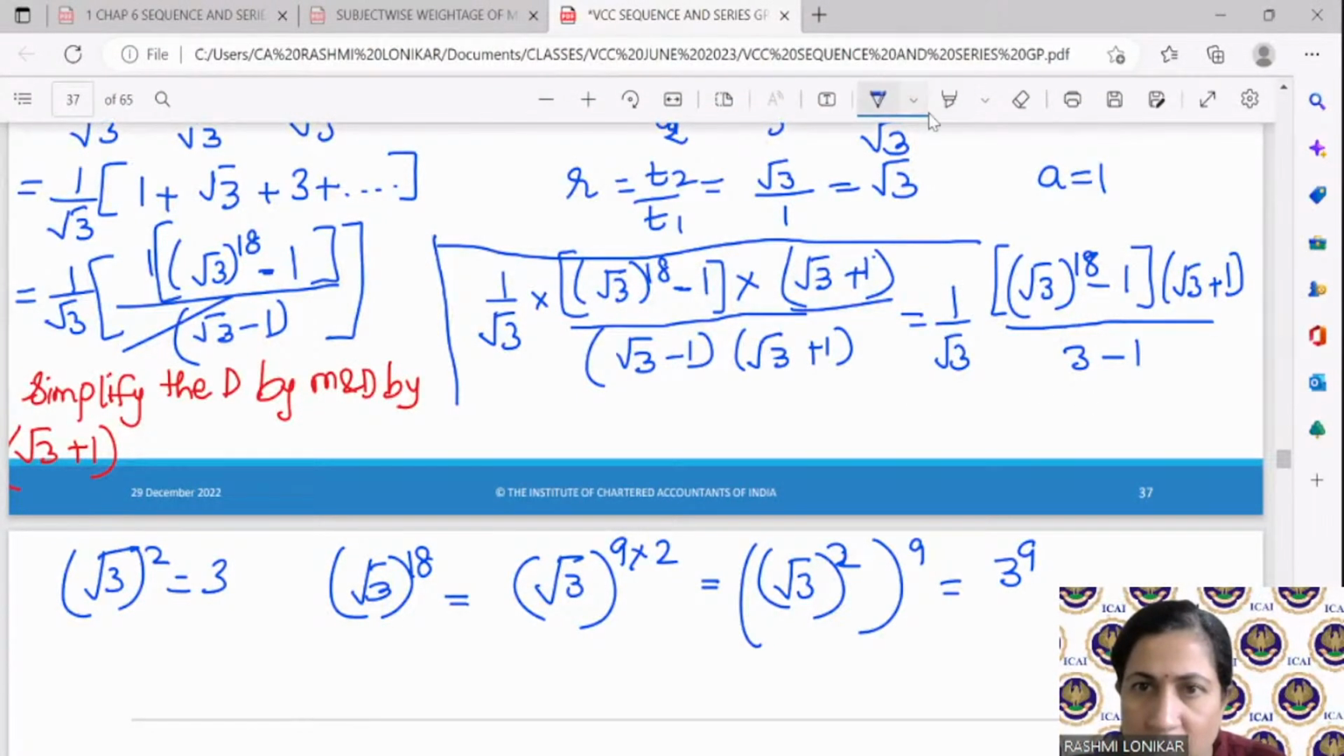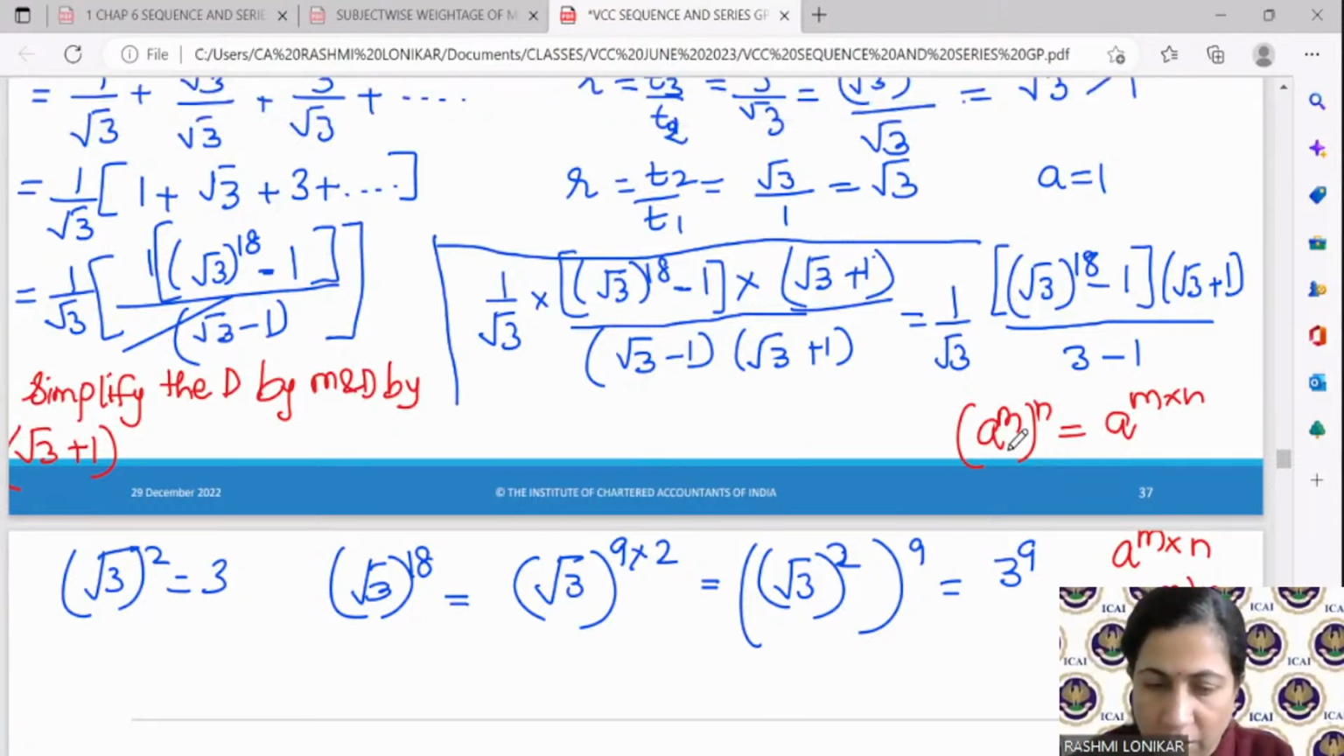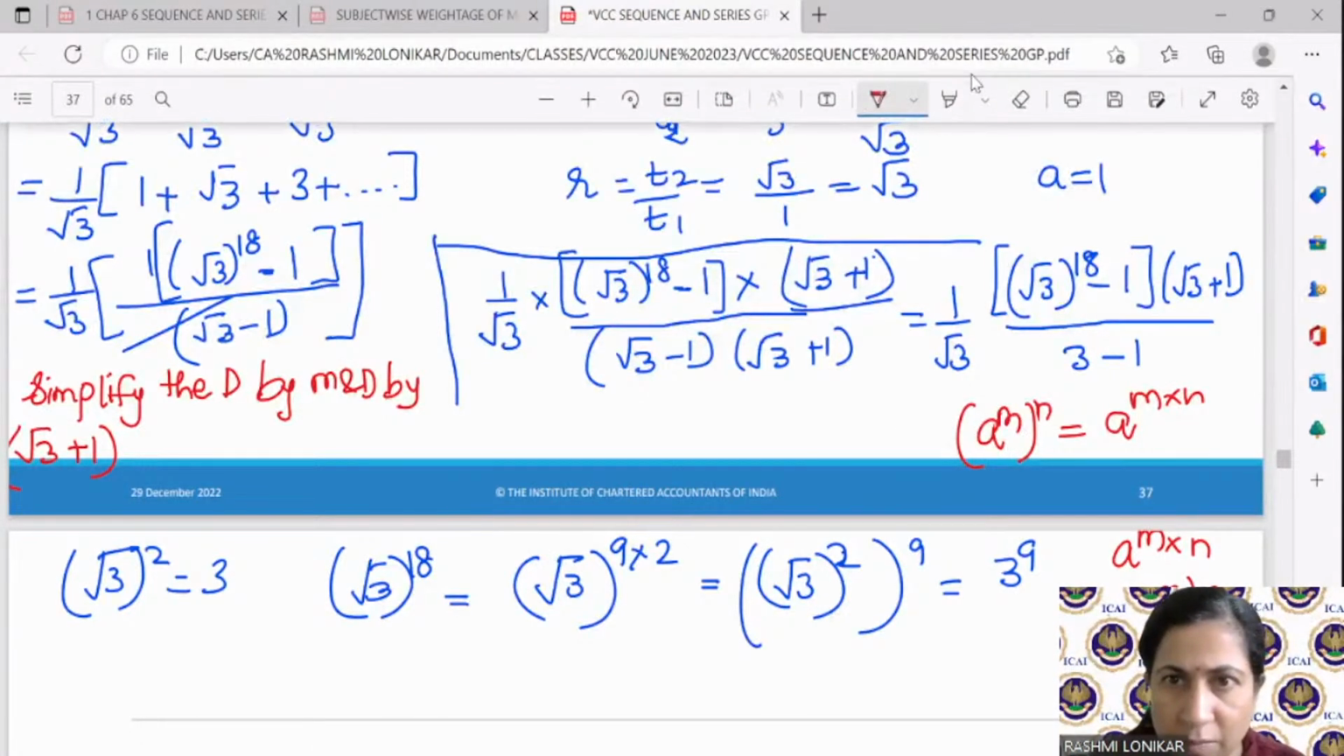Remember this, everything is indices based. A raised to m raised to n is nothing but a raised to m into n, and just the opposite: a raised to m into n can be written as a raised to m raised to n. That is what we are doing. So root 3 raised to 2 raised to 9 is 3 raised to 9. Now what is the value of 3 raised to 9? Let us see. 3 into 1, 2, 3, 4, 5, 6, 7, 8, 9. 19683.